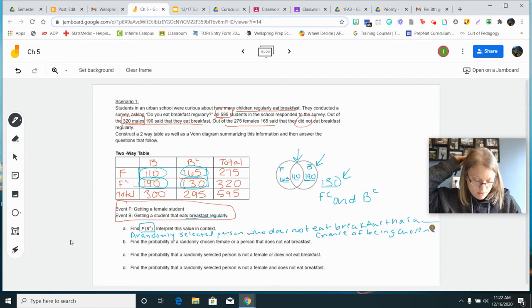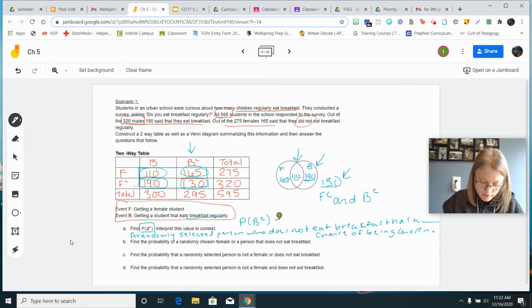To find that probability, we are just going to look at our table and look at the column where we have B complement and take all of those people out of the grand total. So I'm just going to take the 295 people that don't eat breakfast out of my 595.